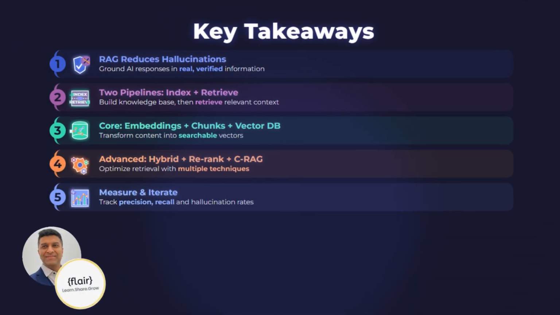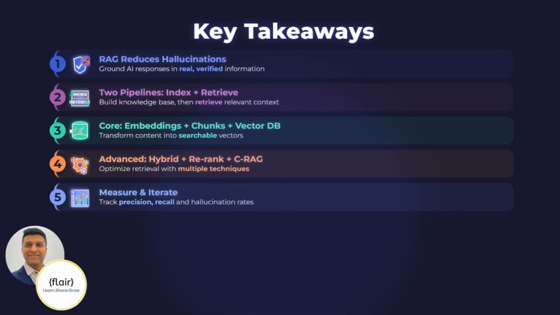So the takeaways are simple. RAG reduces hallucinations by grounding an LLM in real, up-to-date information. It works through indexing and retrieval pipelines. Embeddings, chunking strategies, and vector databases are at the heart of the system. Advanced techniques like hybrid search, re-ranking, CRAG, and query rewriting dramatically improve accuracy. And evaluation metrics ensure your system is performing the way it should.